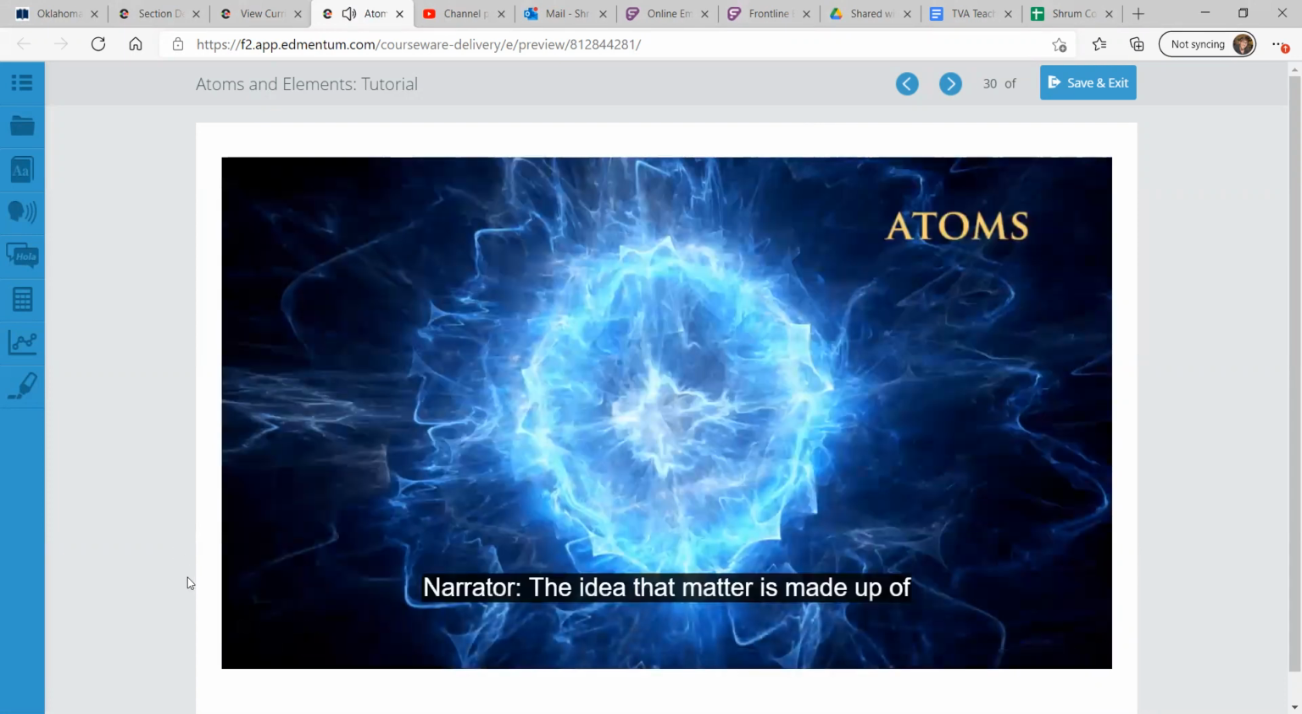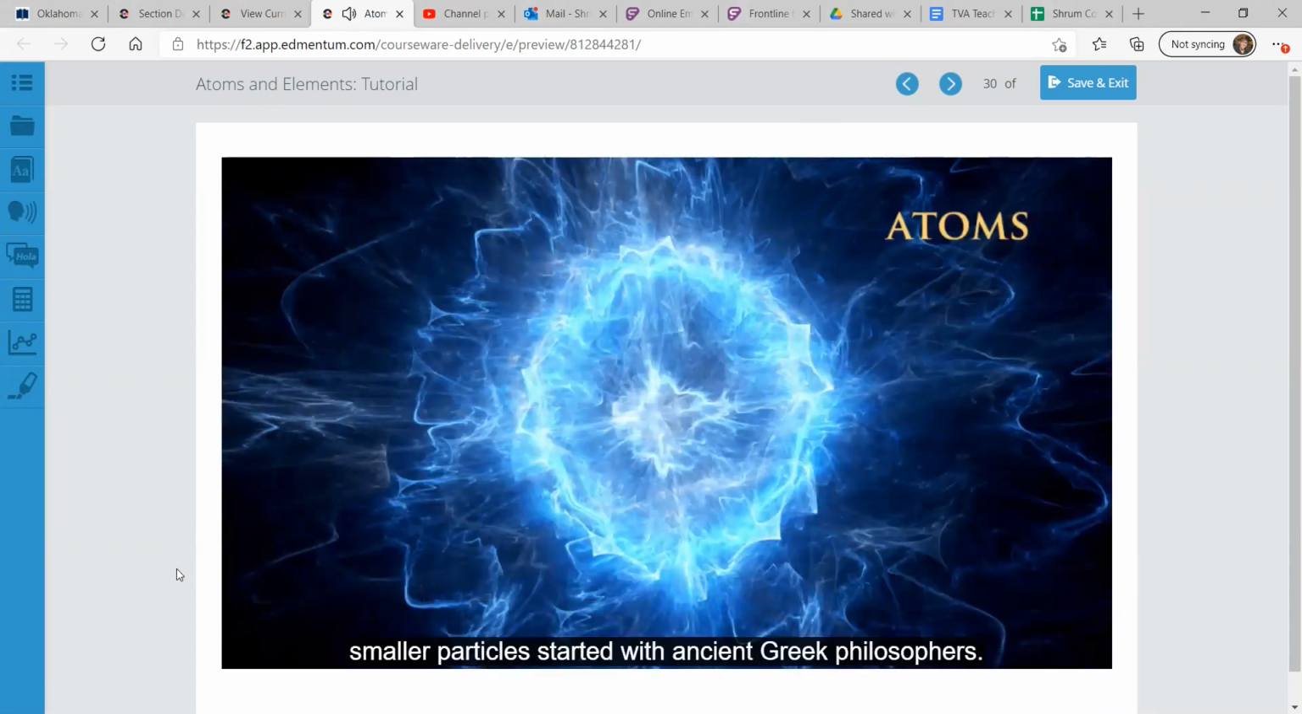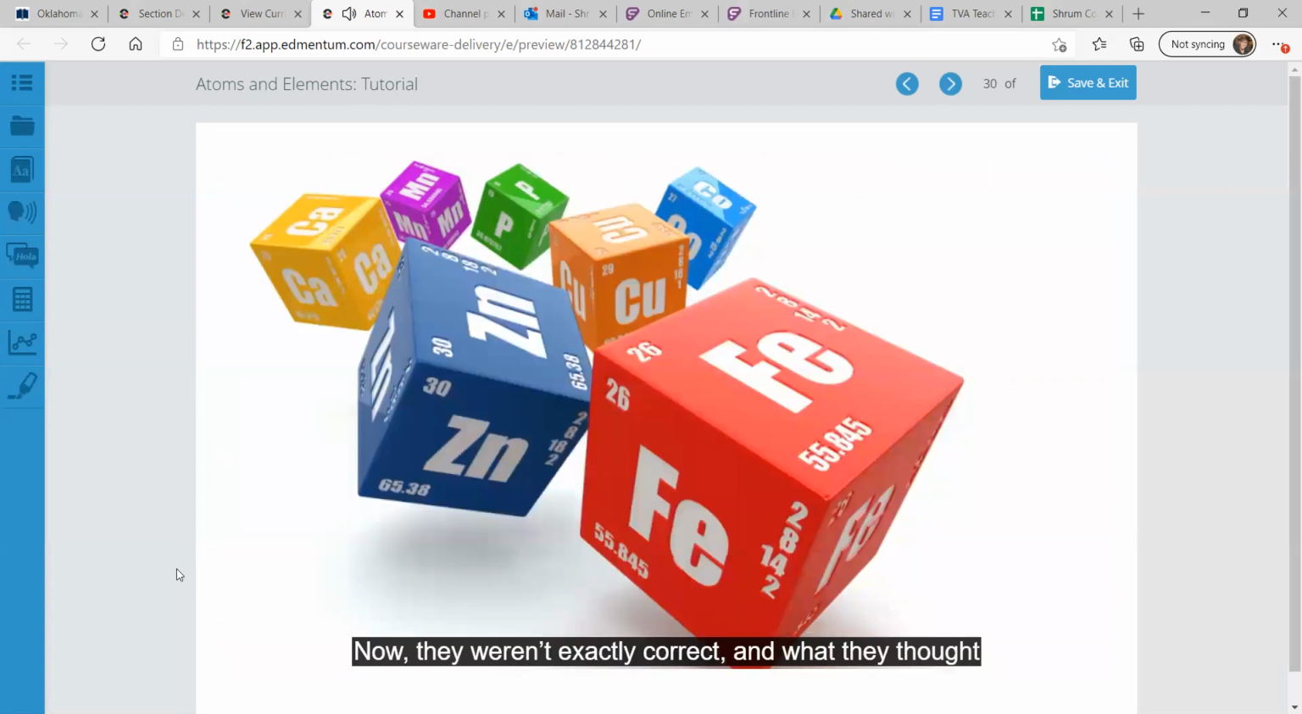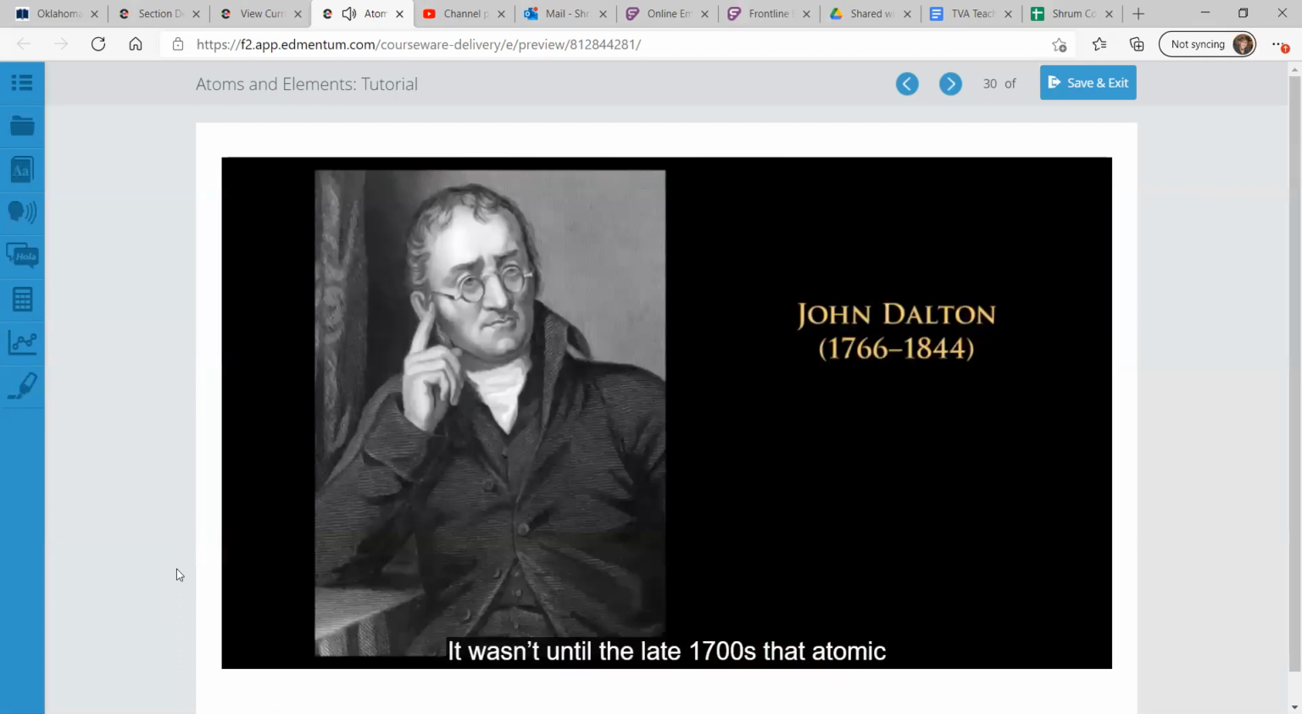The idea that matter is made up of smaller particles started with ancient Greek philosophers. The word atom comes from the Greek word atomos, which means uncuttable. The philosophers used the word atomos to refer to the simplest, purest part of matter that couldn't be reduced any further. Now, they weren't exactly correct, and what they thought of as atoms isn't what we know atoms to be today. It wasn't until the late 1700s that atomic theory began to take shape in the modern sense.